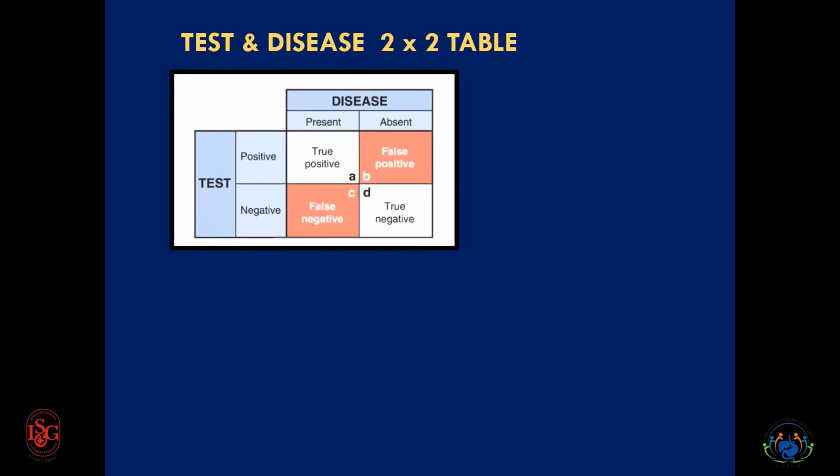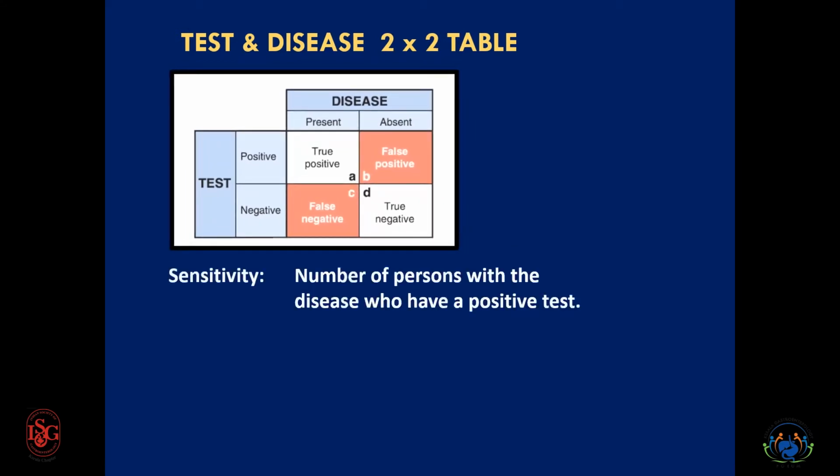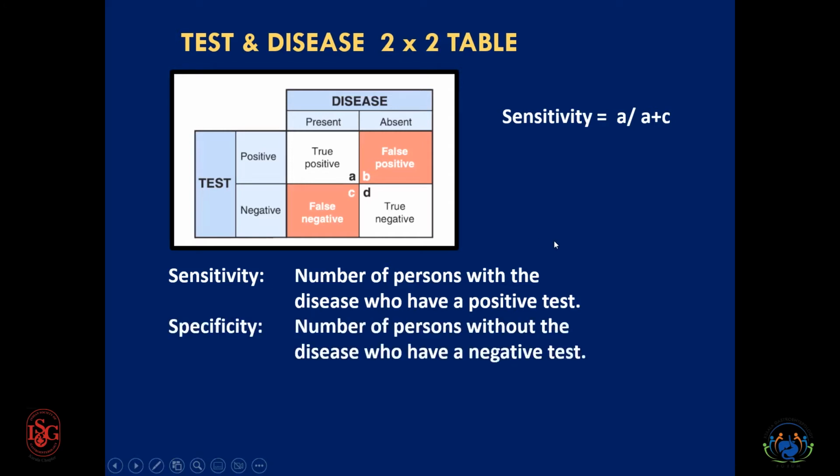So the test can be expressed in many ways. Sensitivity is the term given to the true positivity, the number of persons with the disease who have a positive test. Sensitivity is calculated by A divided by A plus C. Specificity is the number of persons without the disease who have a negative test, that is D divided by B plus D. That is sensitivity and specificity.